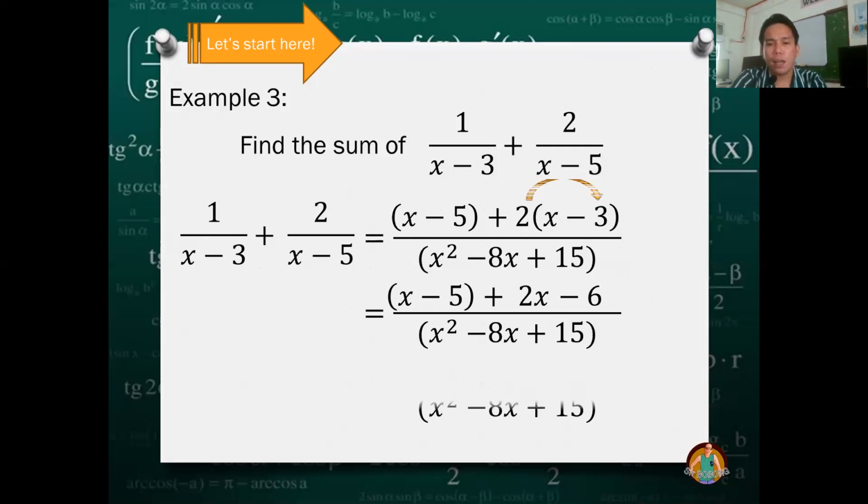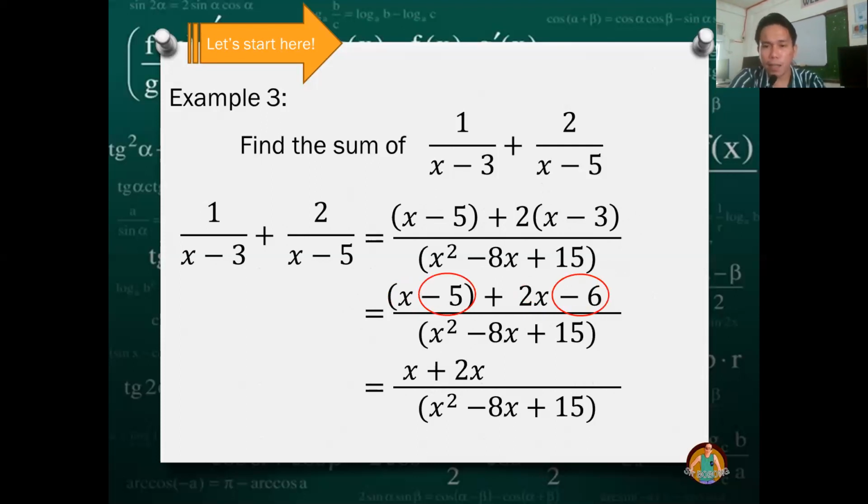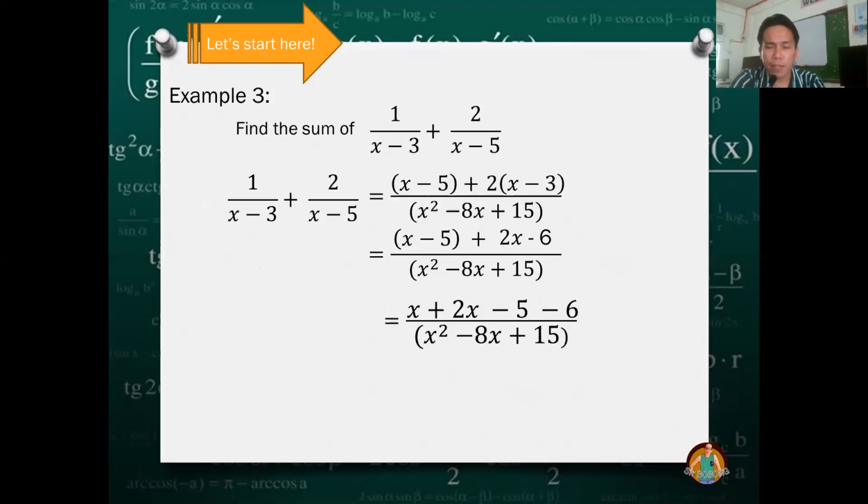So first, let's copy the denominator. Okay, next is combine like terms. Ano yung mga like terms dyan? Of course, the x and the 2x. Combine natin, ipagsama. What else? The negative 5 and the negative 6. Combine din natin. Okay, so let's have our final answer.